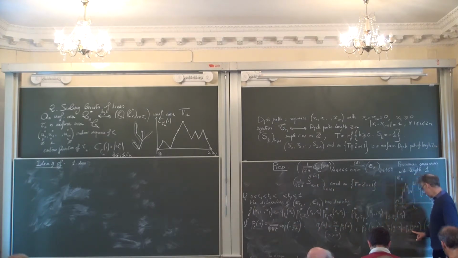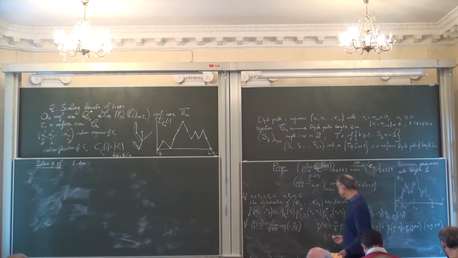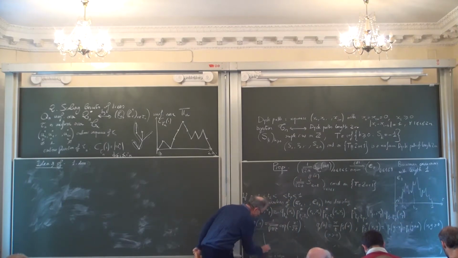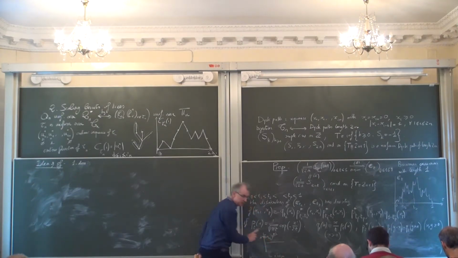So this quantity, well, I can tell you where this comes from. You take your Brownian motion, and you want the probability, starting from x, that it is at y at a certain time, but without hitting 0, okay?